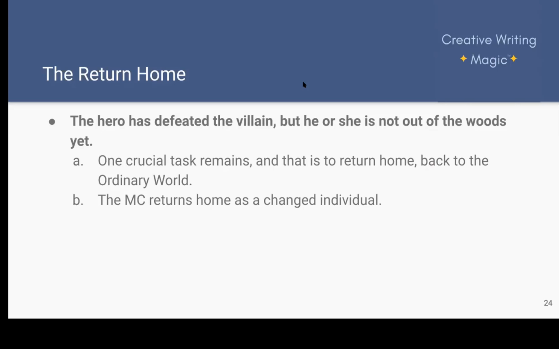The whole idea here is that the hero has defeated the villain, but they're not out of the woods yet. One crucial task remains, and that is to return home back to the ordinary world. What this does is it completes the circle, and it shows in stark contrast the main character back in the ordinary world, but as a changed individual or character.